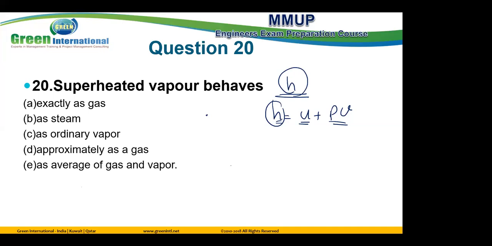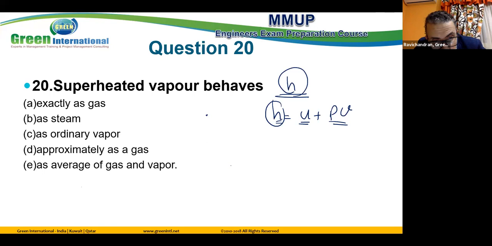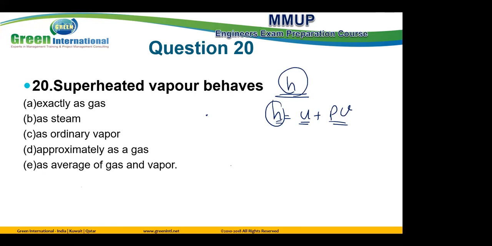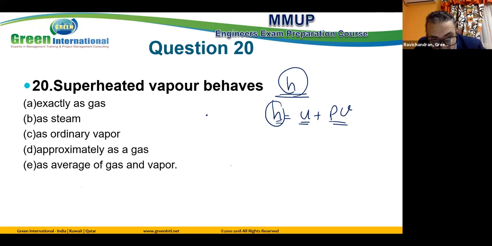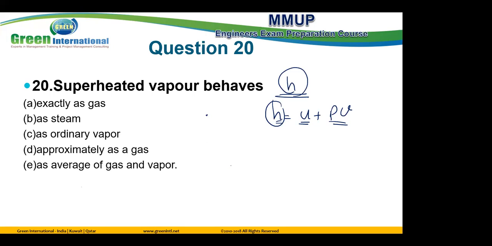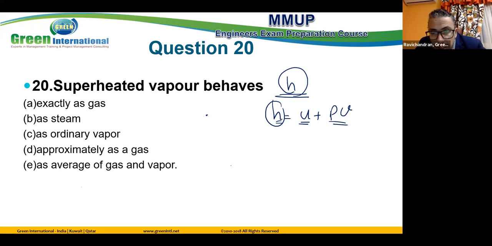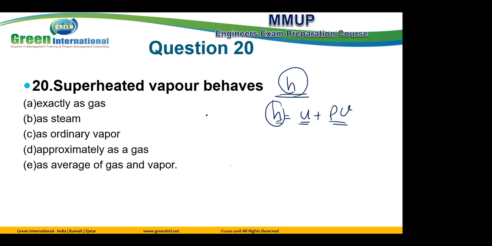But it is a gas only, no, sir? It is gas when we superheat it. So it becomes gas. But exactly or approximately? Approximately, because it is not a gas. It is still water coming from steam, like heated steam. So it is still not a pure gas. Yes, because in the steam there is, for example, moisture.